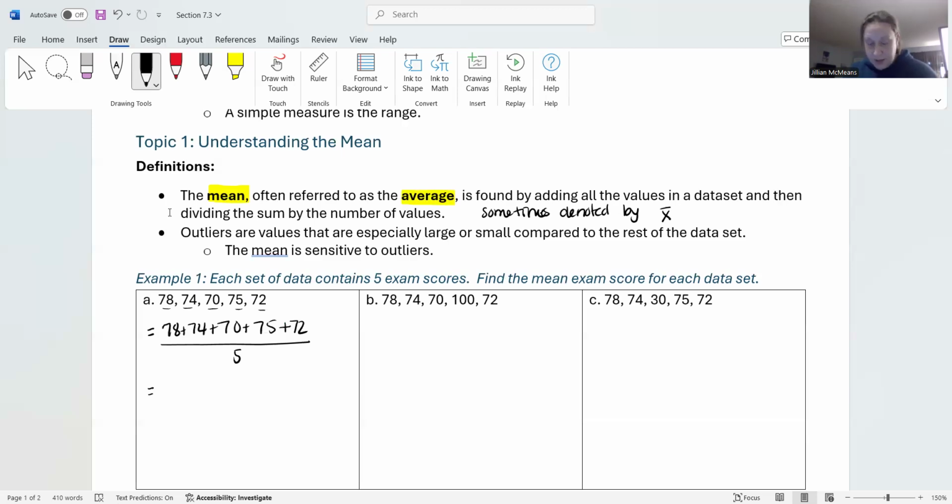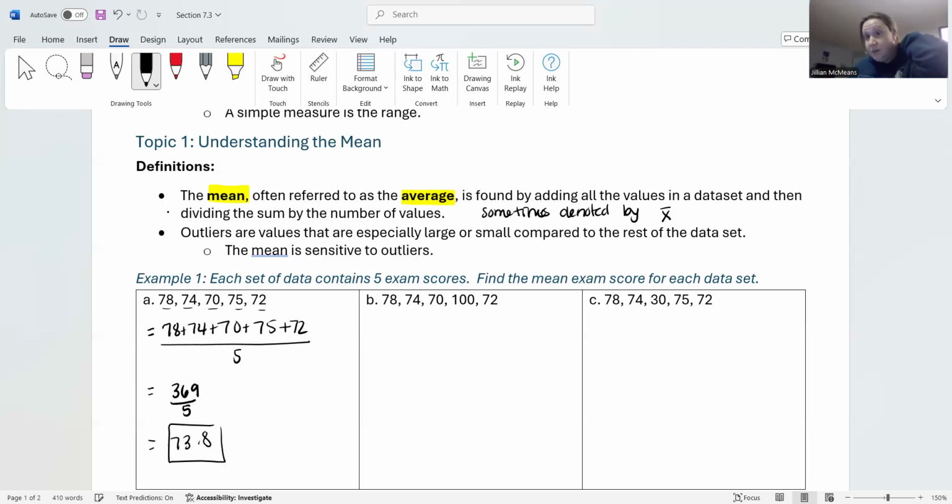So we've got 78 plus 74 plus 70 plus 75 plus 72. Let's double check our numbers. 78, 74, 70, 75, 72. And I get 369. And then I need to take that and I need to divide it by 5. And so we get that the mean here is 73.8. So this is a way to measure the center.